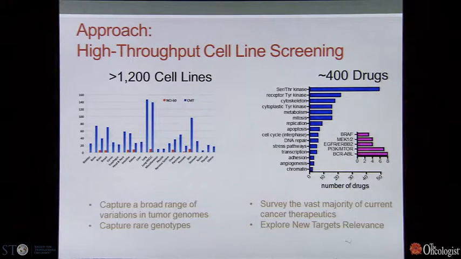So power is really in the numbers here. For reference, I've put here the numbers of the NCI 60 panel versus the numbers that we have in our panel. This is not to say that the NCI 60 panel was not useful and hasn't yielded a lot of important information. It's simply to say that you cannot capture the variations in tumor genomes that we now are aware are out there in the real world if you use a small number of cell lines.